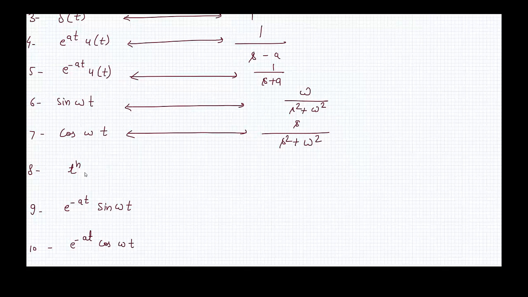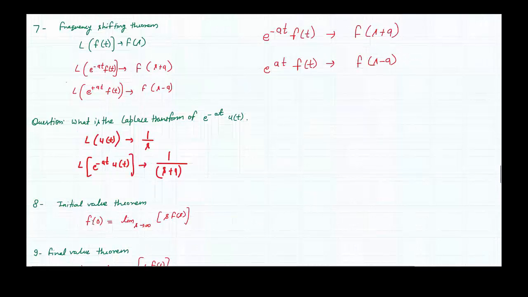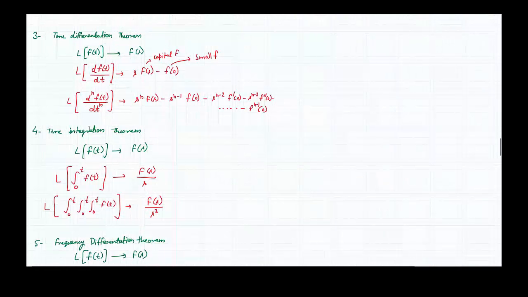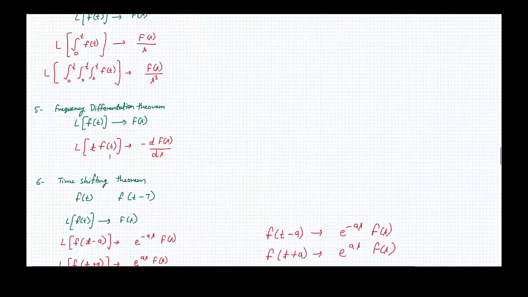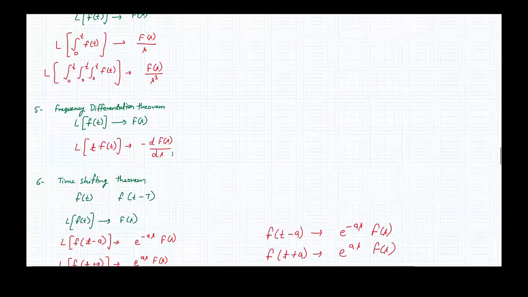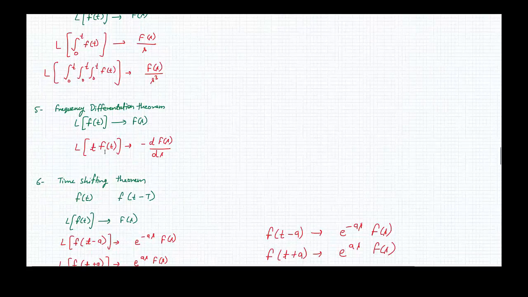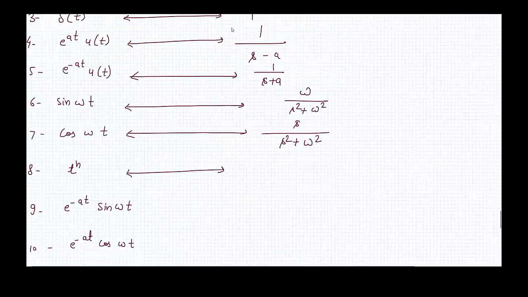Now t to the power n. What is the Laplace transform of t to the power n? If you remember, it is n factorial by s power n plus 1. Yes, good. So when we multiply by t in that function, what is t f(t)? Differentiation, minus dF(s) by ds. So what is t f(t)? Now I will take some time to solve it in a little bit of detail, however the class is about to be over.